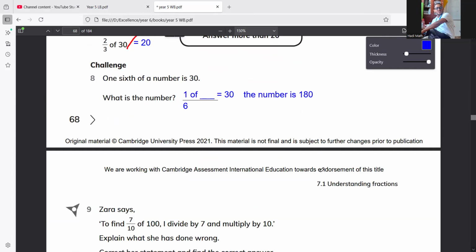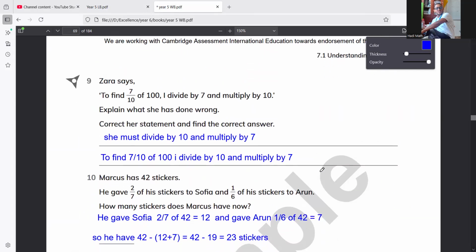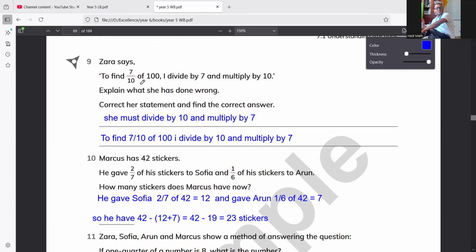Let's go to question number 9. Zara says to find 7 over 10 of 100, I divide by 7 and multiply by 10. Explain what she has done wrong, correct the statement and find the correct answer. Okay, we say she must divide by 10 and multiply by 7.